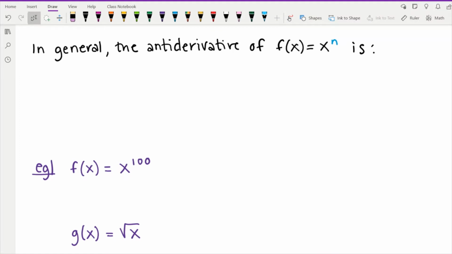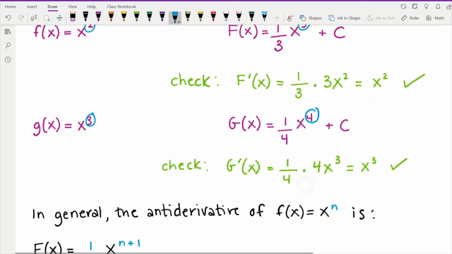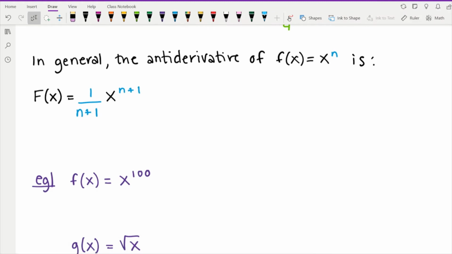Okay, so what can we say our general rule is? Well, the antiderivative of f of x equals x to the n is going to be capital F of x equals, so we know that the new exponent is going to be n plus 1, right? It's going to be 1 bigger than the original exponent. And then what is this coefficient going to be? Well, it's going to be 1 over whatever the new exponent is, right? So for example, here we had 1 over 4 x to the fourth. Same thing here. Whatever n plus 1 is, we have 1 over that.